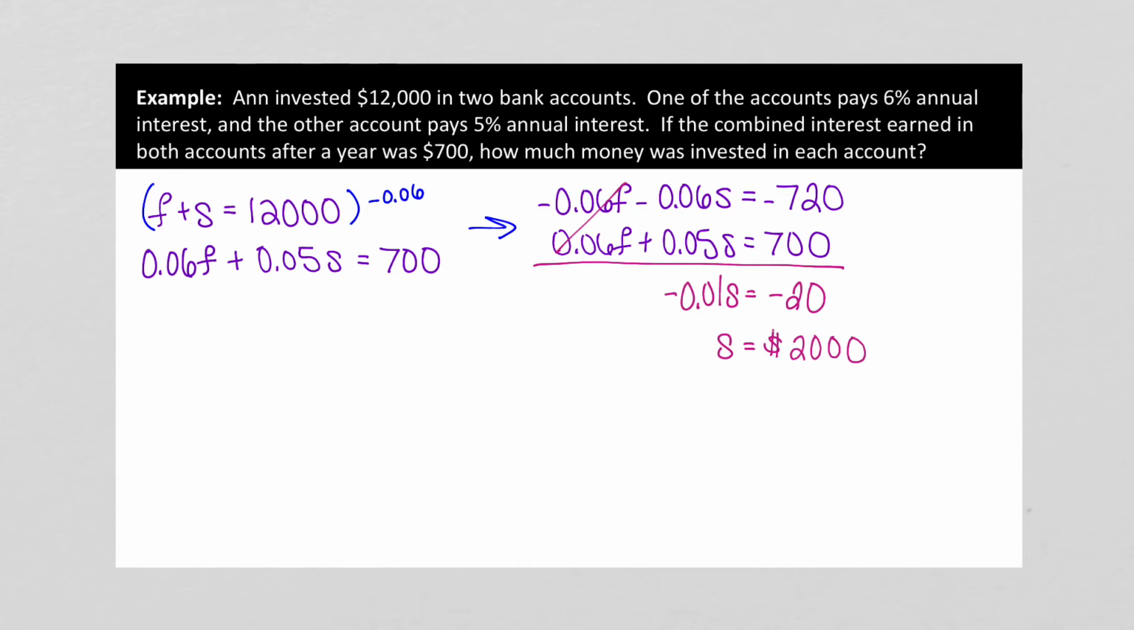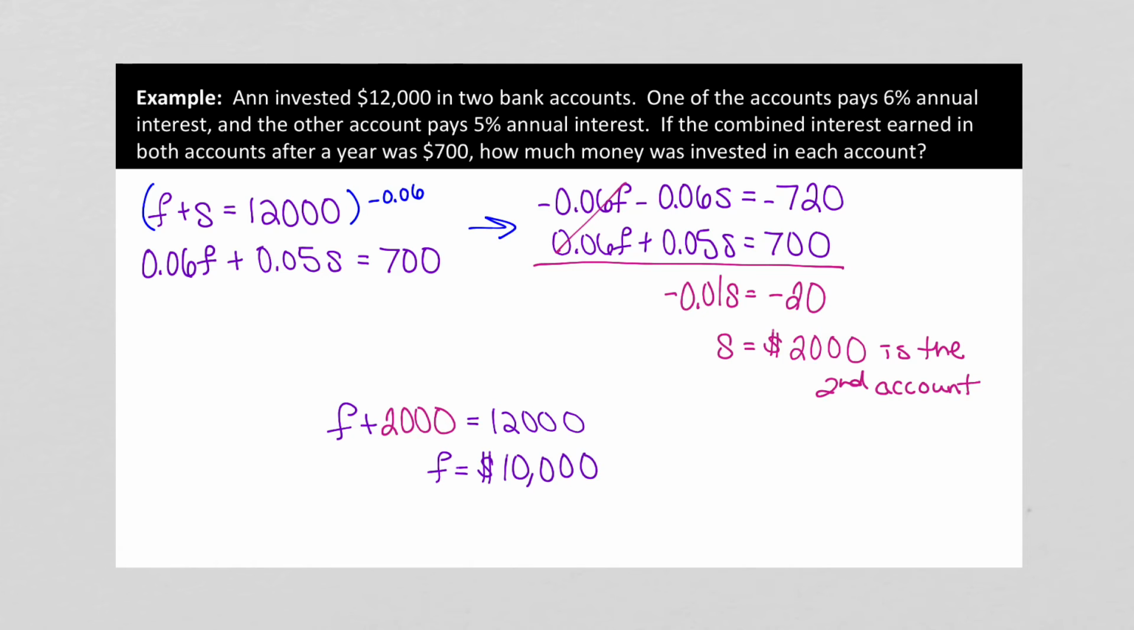Divide both sides by negative 0.01 and you get $2,000. So Anne invested $2,000 in the second account. How much did she invest in the first? Well, just go back and plug in probably to the first equation. That'll be the easiest. Subtract 2,000 from both sides, and she invested $10,000 in the first account.